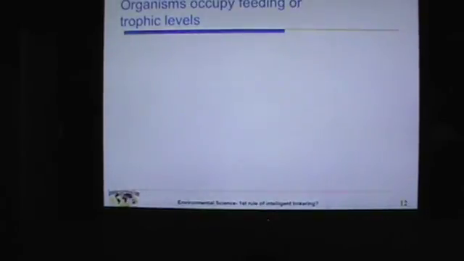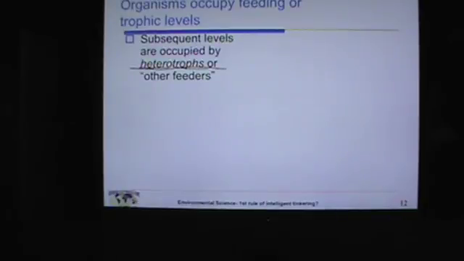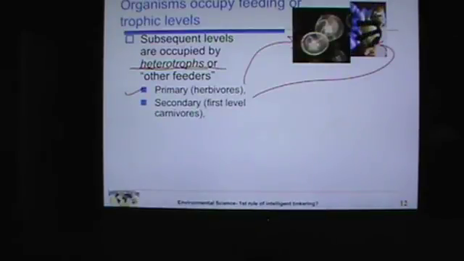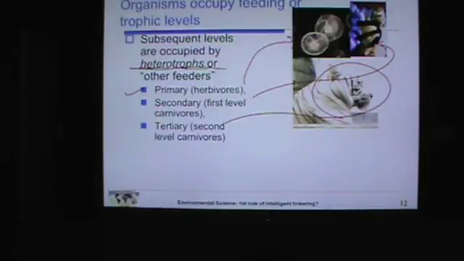So, organisms occupying feeding or trophic levels. It's not just about autotrophs, because we're not autotrophs. Subsequent levels are occupied by heterotrophs or other feeders. Primary, these herbivores. Actually, that is a jellyfish. Secondary, the first level carnivores, are these clownfish. I forget what kind of fish that is, but it eats jellyfish of all things. Tertiary, second level carnivores, they pretty much eat whatever they want to eat. That is actually a Siberian tiger.